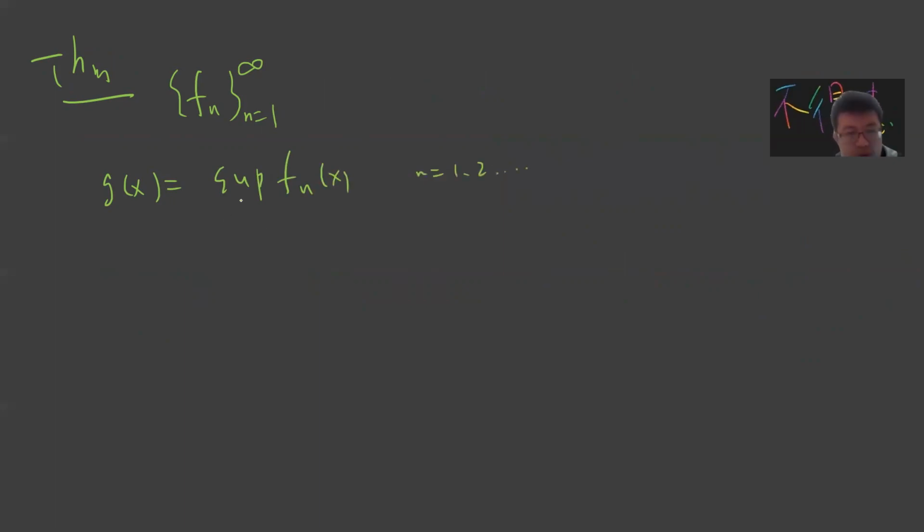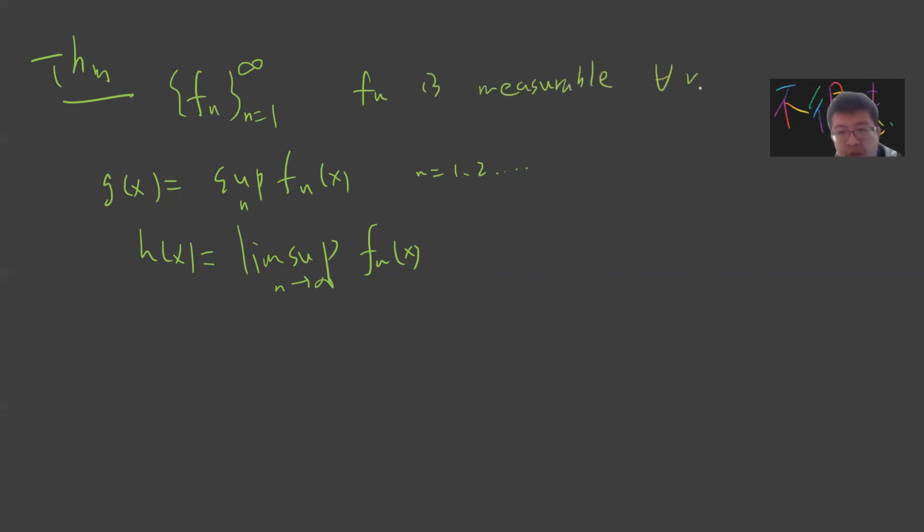And the theorem. Let's say f_n is a measurable sequence. Then I can define g of x to be sup of f_n of x, with n from 1 to infinity. I can also define h of x to be limsup of f_n of x. If these f_n are all measurable for every n, then g of x and h of x are measurable.